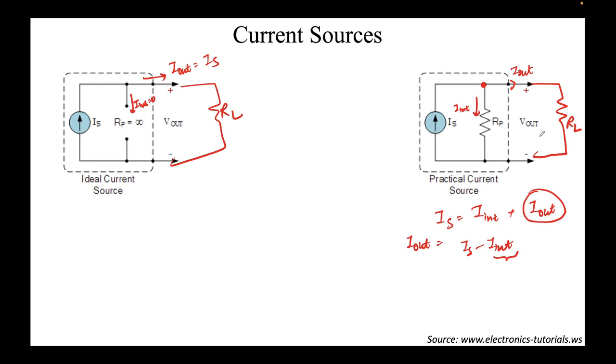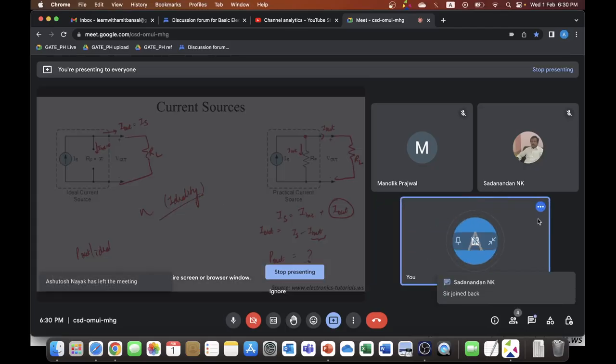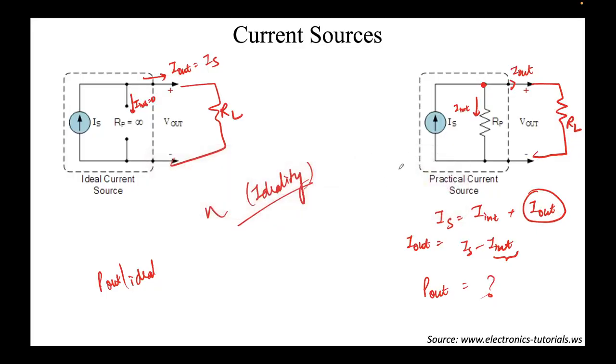There are some formulas you can use, for instance, to derive the power out in this case and the power in the ideal case, and there are ideality factors, eta. I have a video on this on my YouTube channel, which you can refer to if you are interested. But the summary here is that the practical current source has some inefficiencies associated with it. That's the whole idea over here.